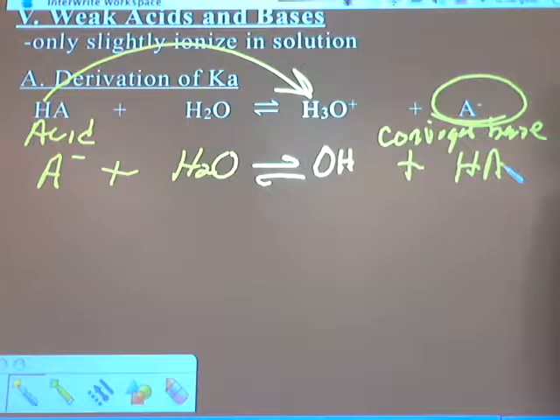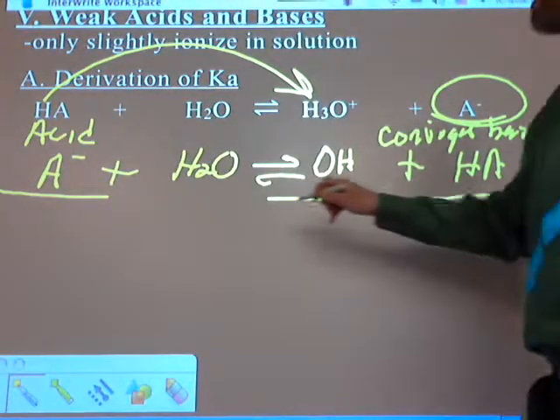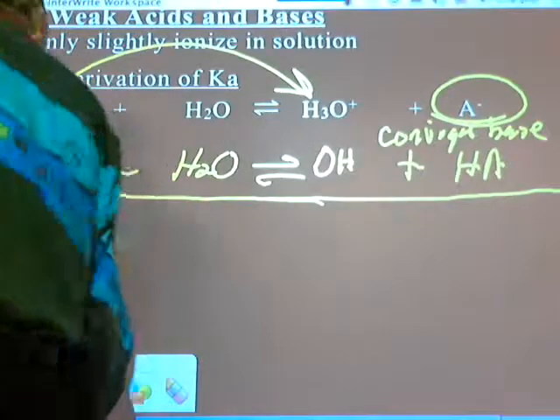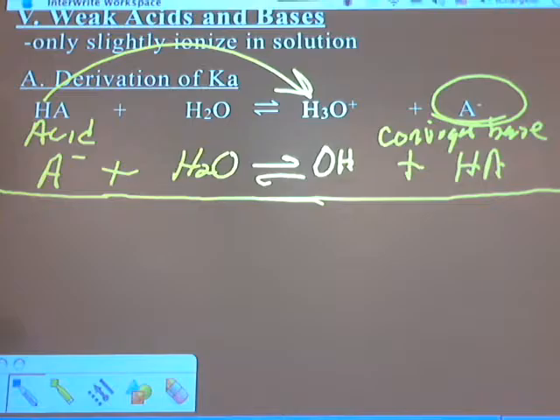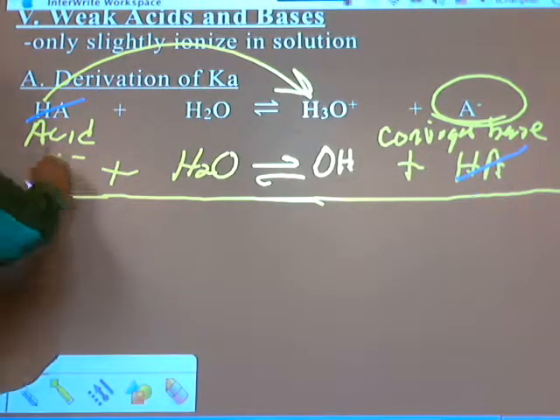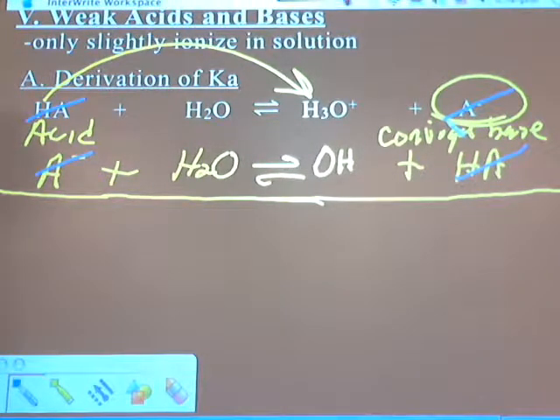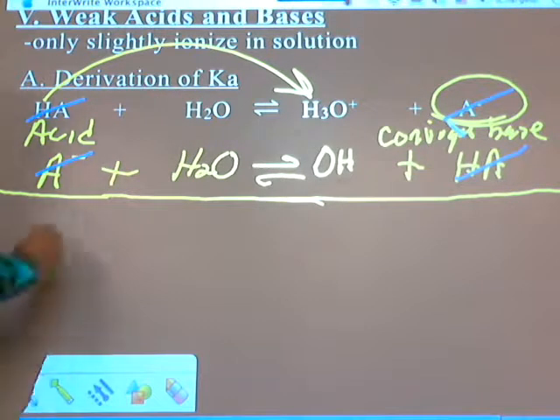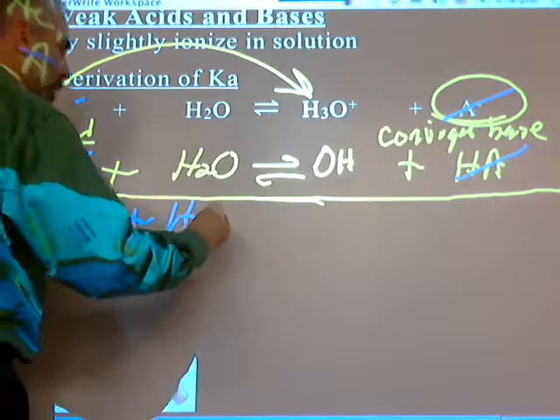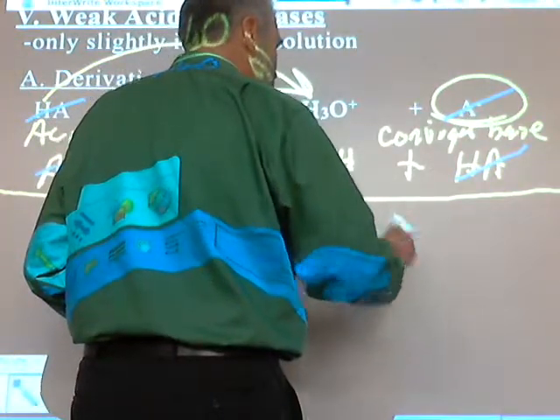That's crazy. Now, the funny part is, do you remember Hess's law? Can I cross anything out here? HA is on the left. HA is on the right. A is on the left. A is on the right. So what do I end up having here? I have H2O plus H2O, because there's two of them still here, right? Yields what?